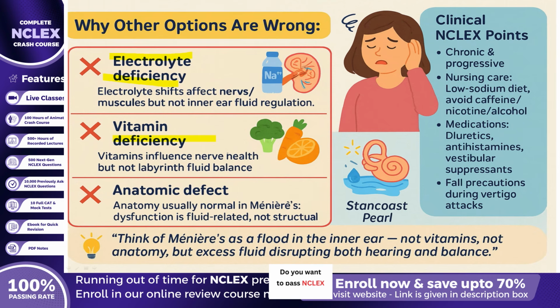From a clinical and NCLEX perspective, it is important to remember that Meniere's disease is a chronic and progressive condition. Nursing care should include lifestyle modifications, such as a low-sodium diet and avoidance of caffeine, nicotine, and alcohol. Medications like diuretics, antihistamines, and vestibular suppressants are commonly used. Safety measures are critical because vertigo can increase the risk of falls. In severe and refractory cases, surgical interventions like endolymphatic sac decompression or labyrinthectomy may be necessary. Most importantly, nurses should provide education about the unpredictable nature of attacks and stress the need for long-term management strategies.